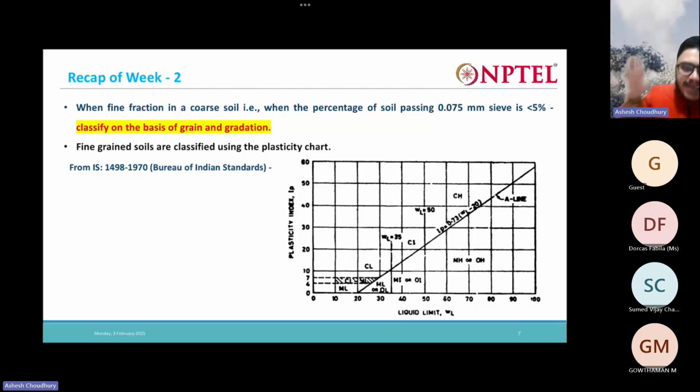As soon as you decide that the soil is coarse, the prefix can have two things, either G for gravel, or S for sand. I will repeat this again in detail, I am just giving a brief overview. Now say you decided the soil is coarse. Coarse can be either gravel or sand.